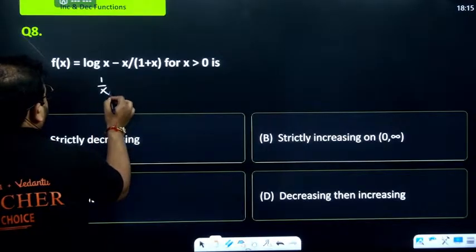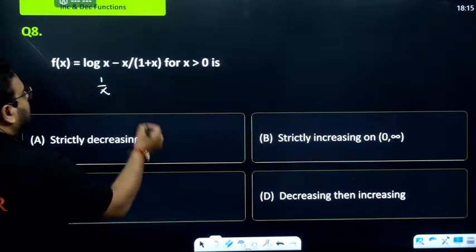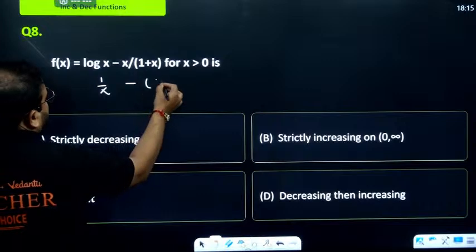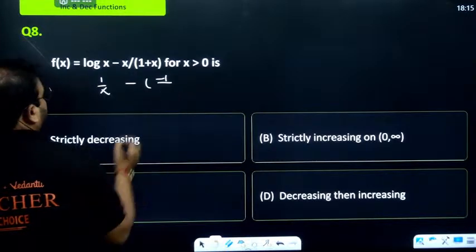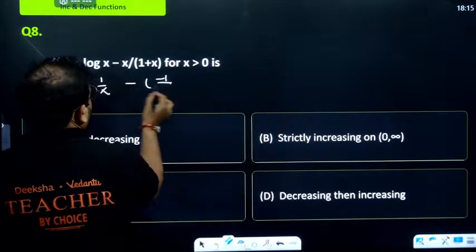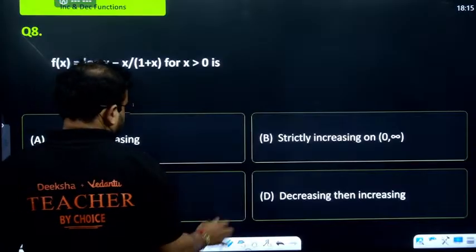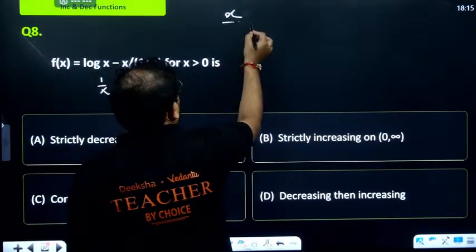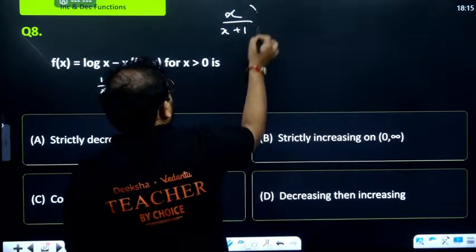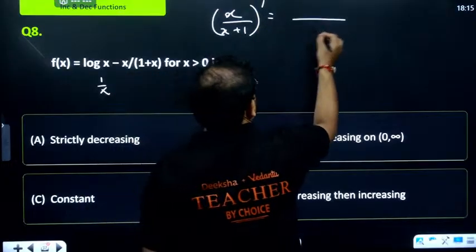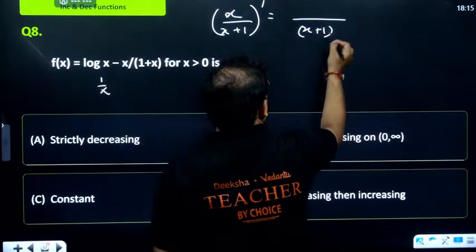You'll have the answer 1 by x over here. This will be having a condition for what? Let me do this. So what we're getting over here, this function given as x upon x plus 1 is there. I want to differentiate it. You'll have the answer as x plus 1 the whole square, guys.